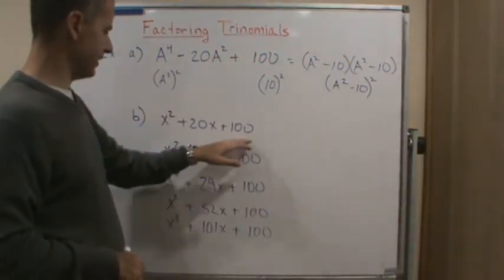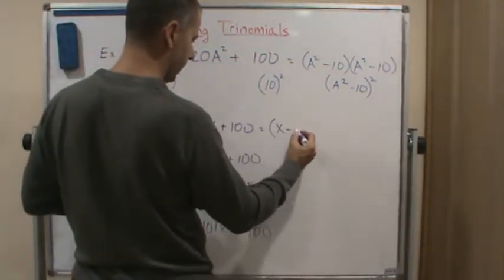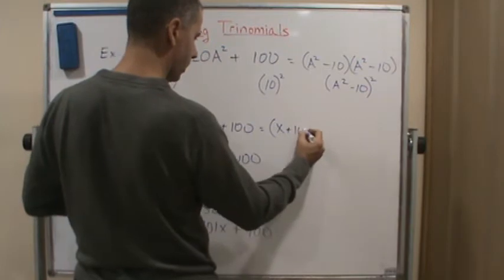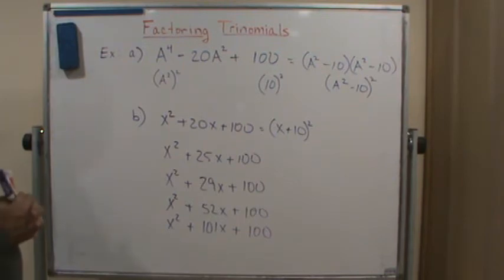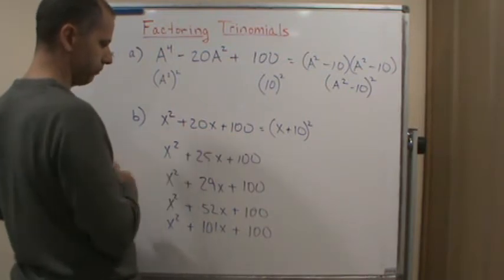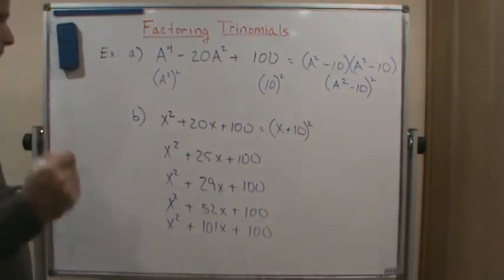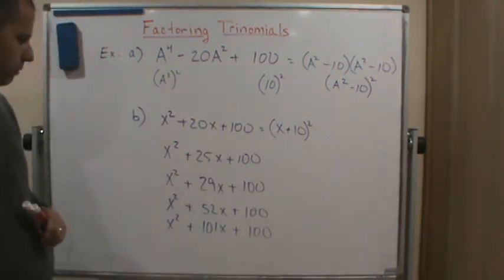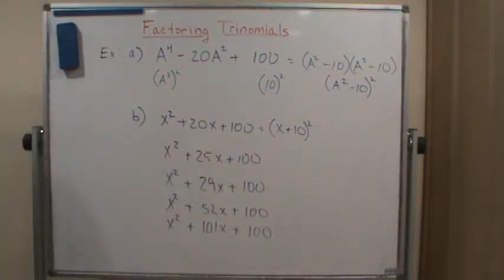So now, for example, in this case here, this will give us x plus 10 squared. Okay, because 10 plus 10 equals 20. And so we get x plus 10 here, but it's not always the case. Because in this case here, this expression here will factor into, not a perfect square.